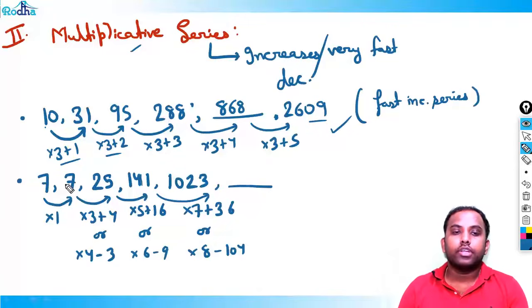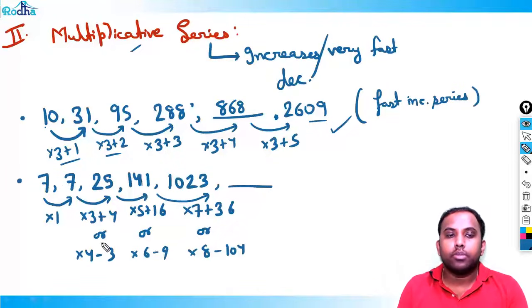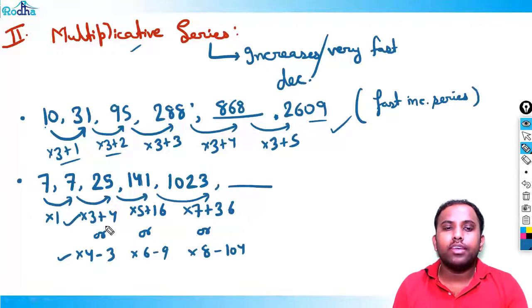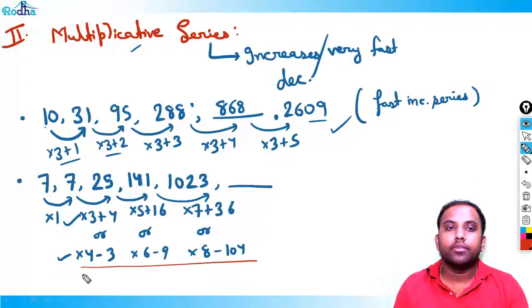Correct? Now see which pattern is right. It could be just plus 1, it could be just minus also. Which is going on? You can easily observe here, we don't find any pattern in these. Here we can find the pattern: times 3 plus 4, times 5 plus 16. So you can see here times 3, times 5, times 7, so alternately it is going on. So next one would be times 9.